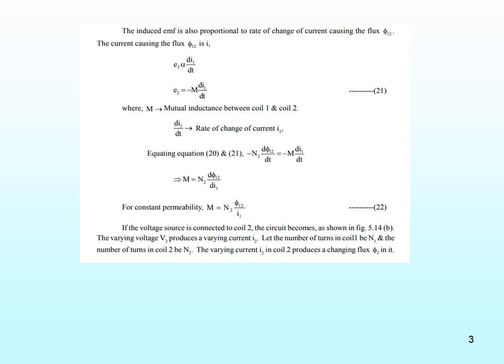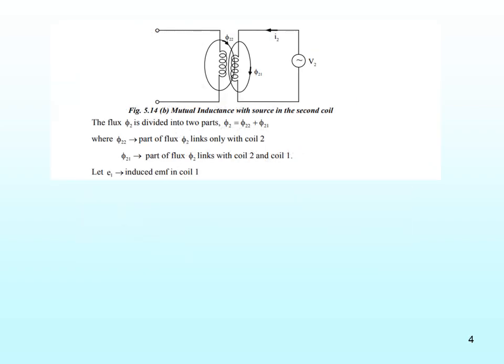If the voltage source is connected to the coil 2, the circuit becomes as shown in the figure. So the varying voltage V2 produces a varying current I2. Let the number of turns be N1 and N2. So the varying current I2 in coil 2 produces a flux Phi2. So Phi2 equals Phi22 plus Phi21, where Phi22 is a part of flux Phi2 that links with coil 2, and Phi21 is a part of flux Phi2 that links with coils 2 and 1.